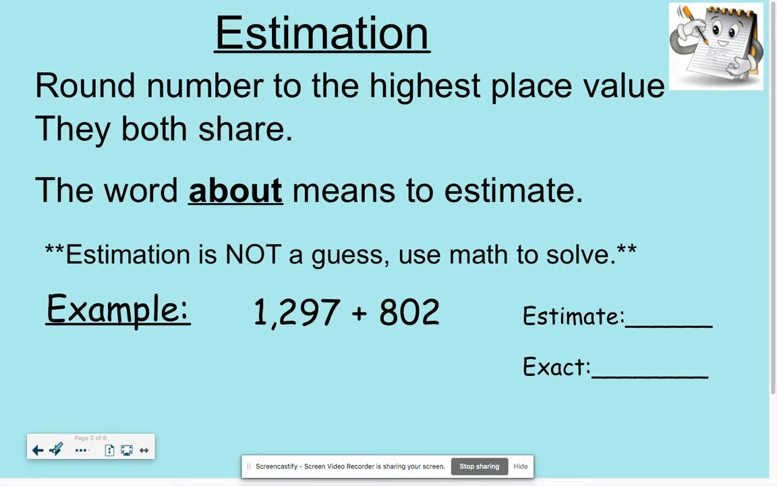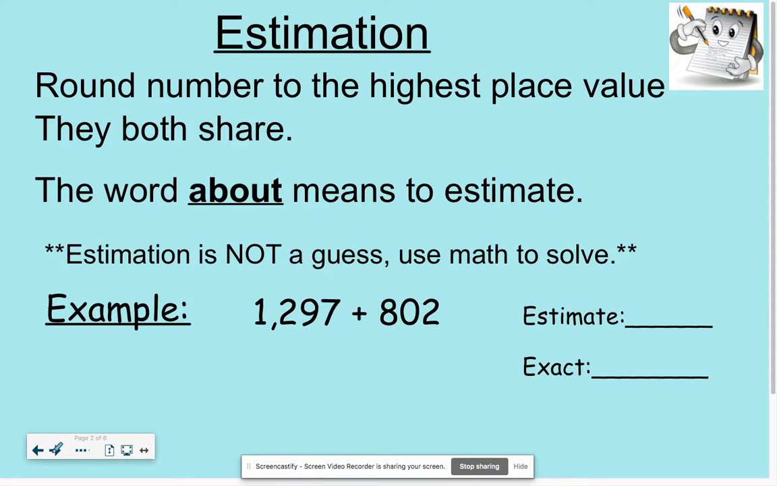This is a great time to take some notes on estimation. Remember that estimation is rounding a number to the highest place value that both numbers share. The word about means to estimate. A common misconception is that estimation is a guess, but estimations are not guesses. There is a mathematical process involved in getting a correct estimation.